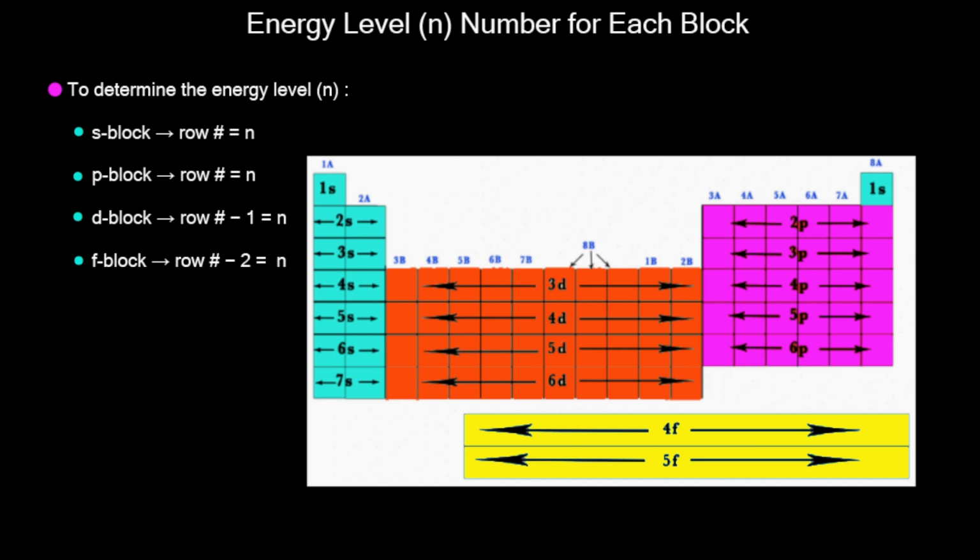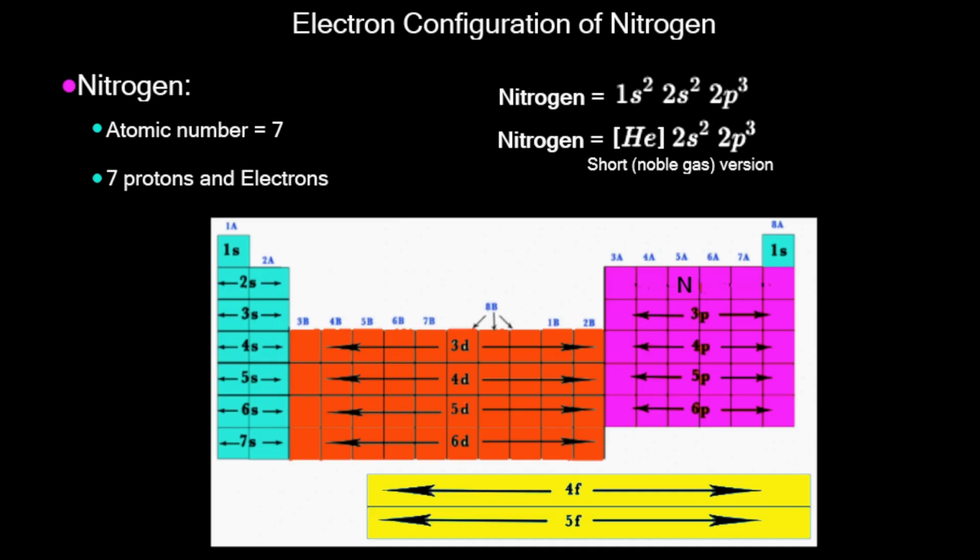For elements in the f block, electrons are added to an f subshell with a principal quantum number that is 2 less than the row number. For example, elements in the sixth row involve the filling of the 4f subshell, and elements in the seventh row fill the 5f subshell. On this slide, we're going to write the electron configuration of nitrogen just as an example.